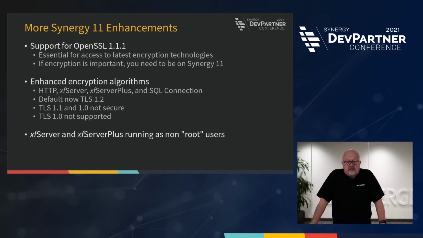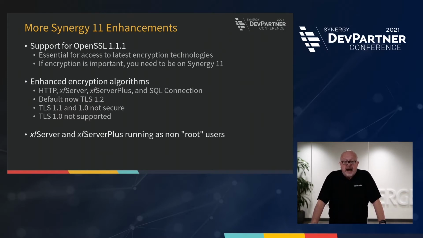More in Synergy 11. We've added support for OpenSSL 1.1.1. This is really essential if encryption of any kind is important to you, then you need to keep up with the latest versions of OpenSSL at all times. And that in turn means you have to keep up with the latest versions of Synergy at all times. So this is support for the latest version of OpenSSL. And like I say, if you need OpenSSL 1.1.1 for TLS 1.2, then Synergy 11 is where you need to be.